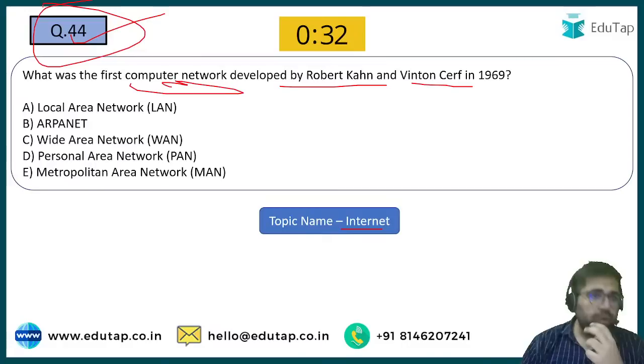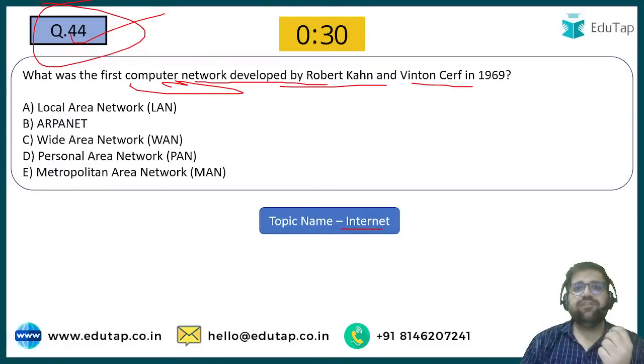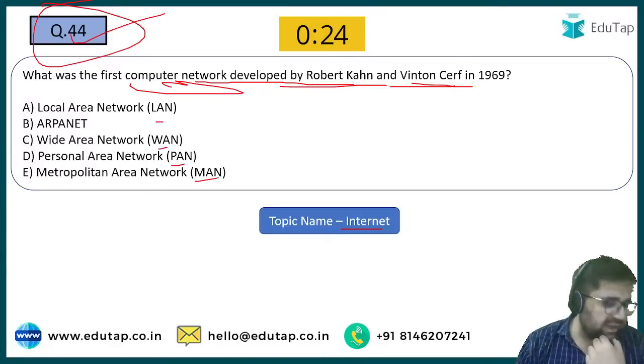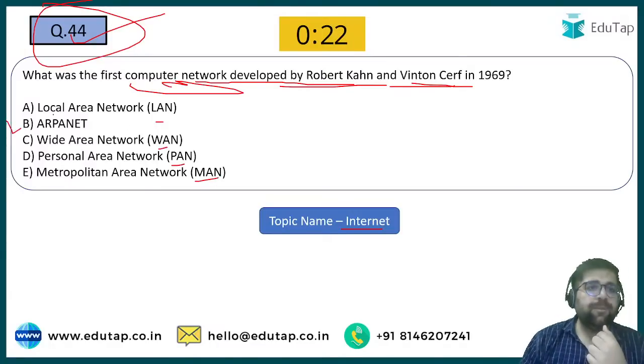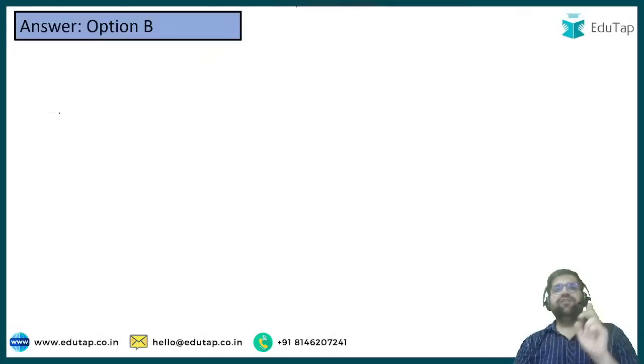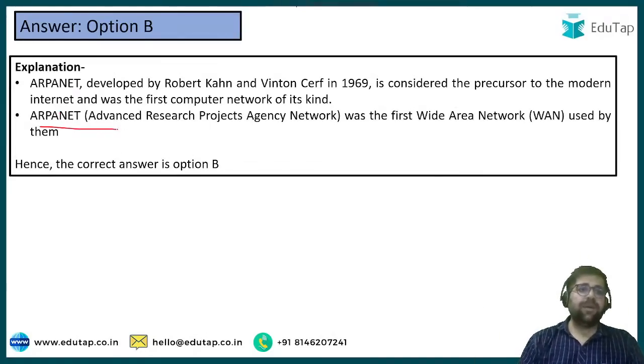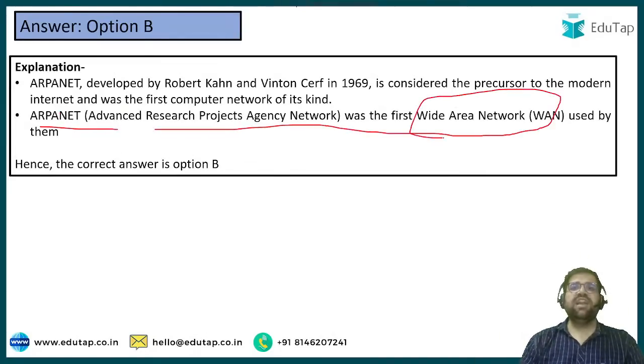Question number 44. What is the first computer network which was developed by Robert Kahn and Vincent Cerf? Is it LAN? Is it WAN? Is it personal area network? Or is it metropolitan area network? It is your ARPANET. Very good. ARPANET was the first kind of network, and it is a kind of wide area network. Okay. ARPANET was the first wide area network which was developed by Robert Kahn and Vincent Cerf.